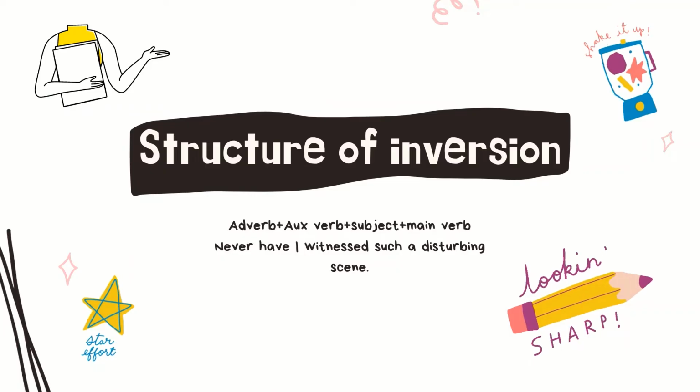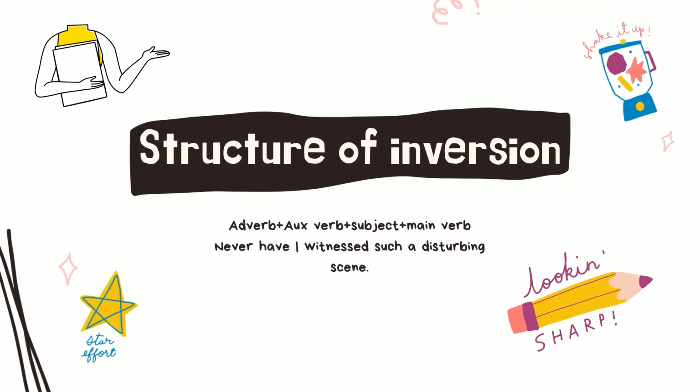Were you able to notice the structure of the inversion in those sentences? If you didn't, here it is. First, we start with the adverb at the beginning of the sentence. Then the auxiliary verb, then the subject, and then the main verb. And of course, the complement of the sentence. It will be like this.